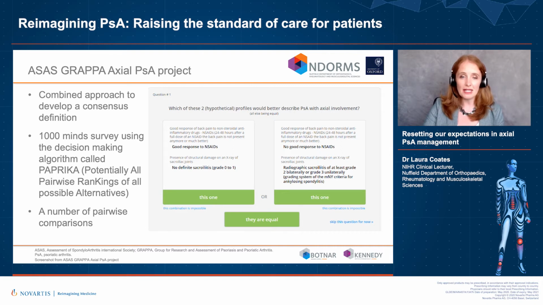Perhaps unsurprisingly, it was found that imaging evidence of axial involvement was the strongest identifier that the rheumatologists would link to a diagnosis, but there are still many questions left to be answered. And so there are future projects planned between ASAS and GRAPPA looking in prospective studies to try and improve this definition.